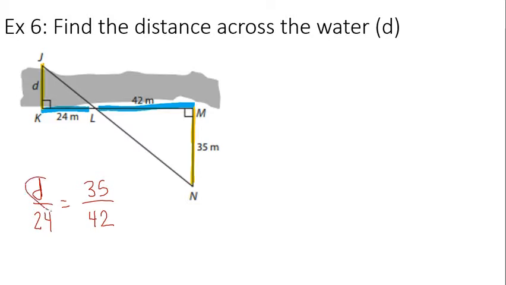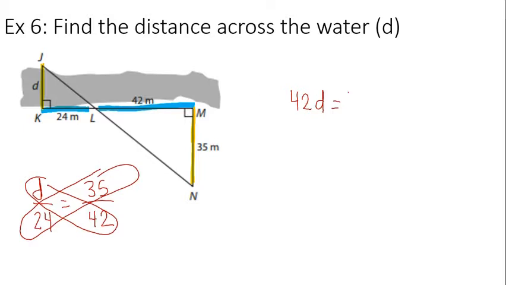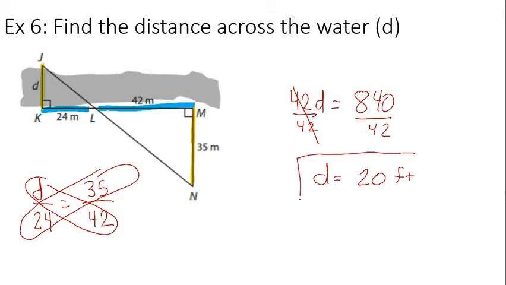And again, I cross multiply here. D times 42 gives me 42D. And then I multiply 35 times 24, which gives me 840. And I divide by 42. These eliminate. So 840 divided by 42 gives me 20. So that means the distance across the water here is 20 feet.